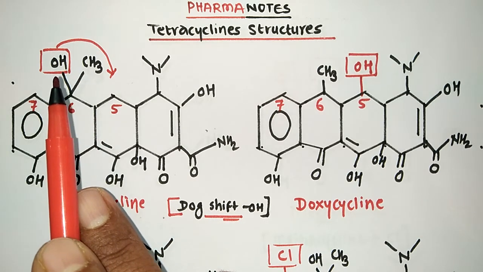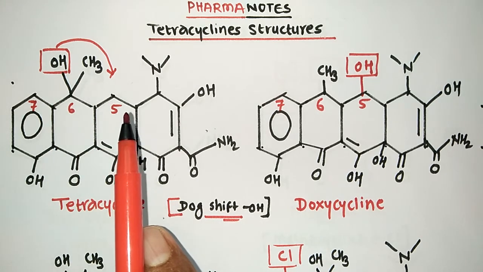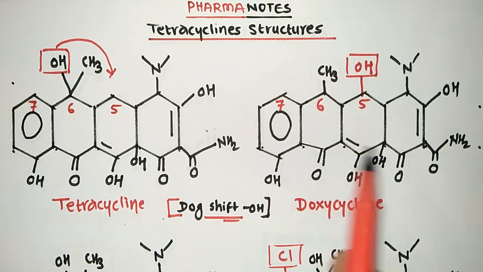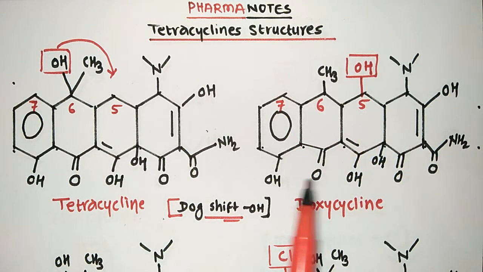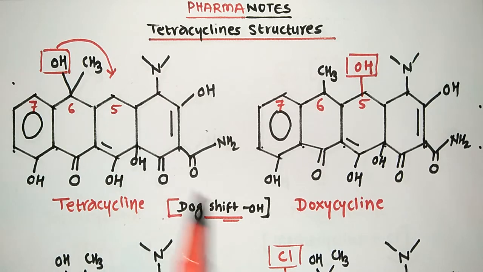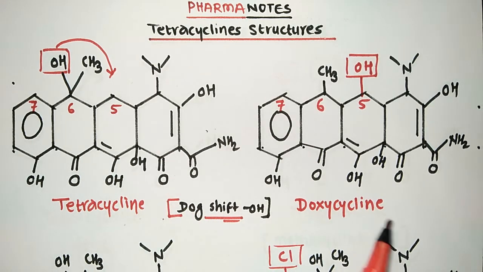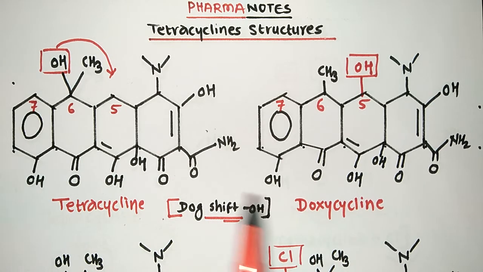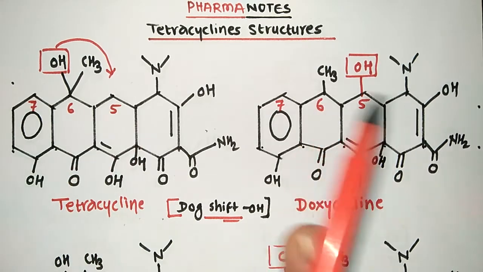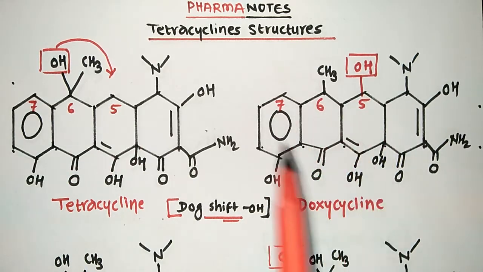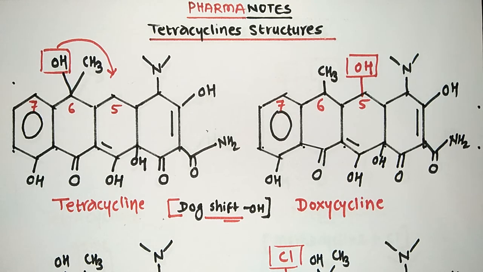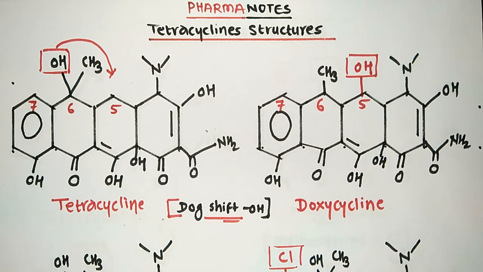So one OH group, hydroxyl group, will be shifted to the fifth position from the sixth position, and it will make the doxycycline structure. And who shifted this OH group? That means dogs. As doxycycline gives the clue about the dogs, it will shift this OH group. So just shifting of the OH group makes the structure of doxycycline. So we will be very expert in drawing doxycycline also, oxytetracycline, and here is doxycycline. We have cleared two structures of this tetracycline family.